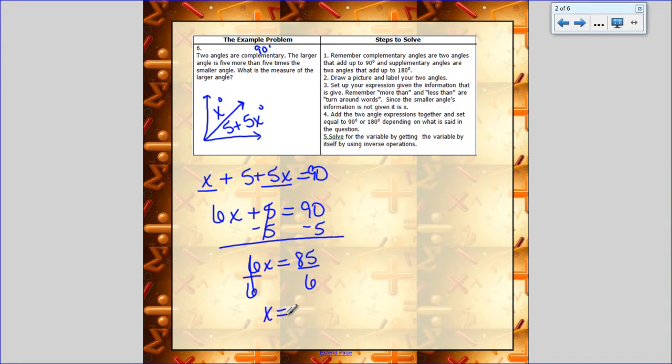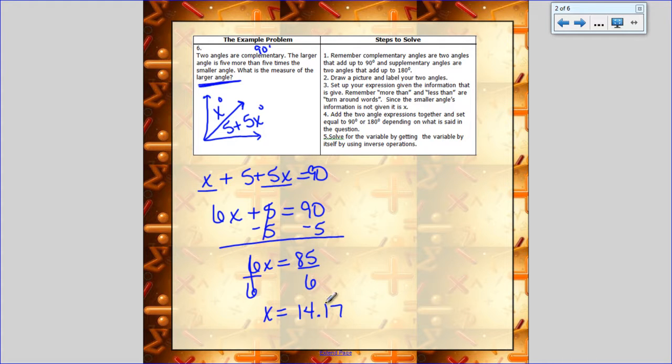And I get that x is equal to, when I divide that 85 by 6, I get a yucky looking decimal. It's 14.16666 all the way and keeps repeating. So we're going to call this 14.17 just to make it easier to deal with. I don't want to have to write a repeating decimal. So I know what x is, but if you'll read my question, it asks for the larger angle.